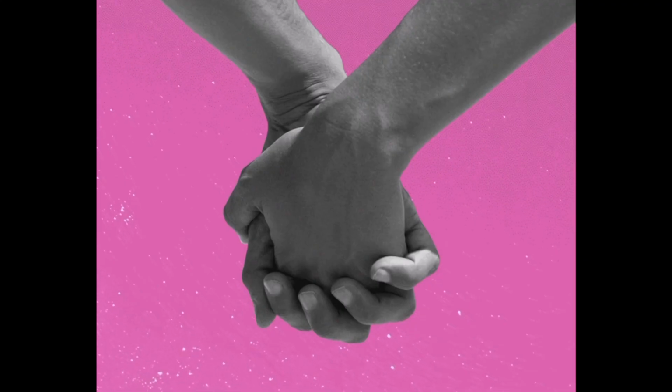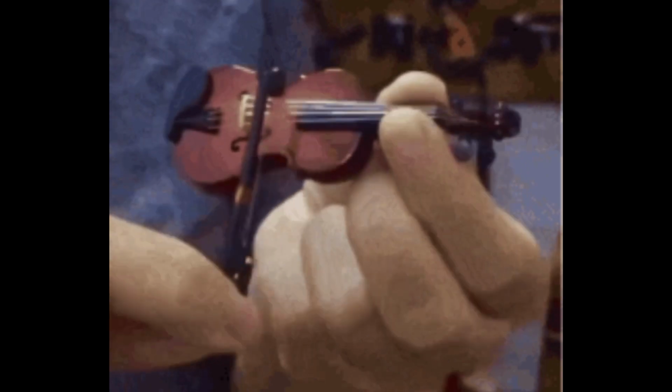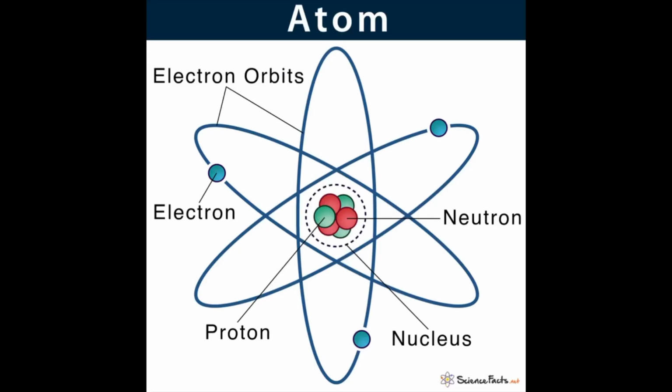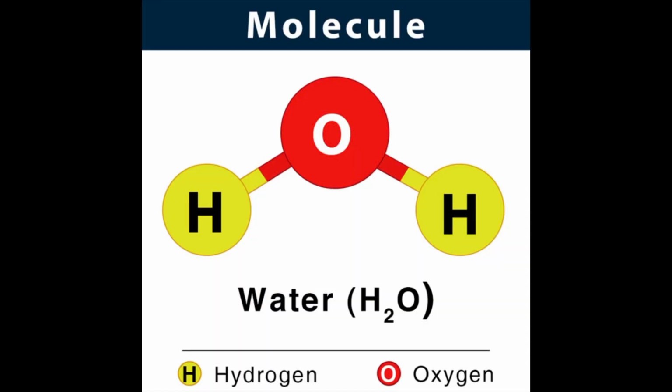A substance that cannot be separated into simpler substances by chemical means is an element. The smallest part of an element that retains the characteristics of that element is an atom. When two or more atoms are chemically joined, they form a molecule.